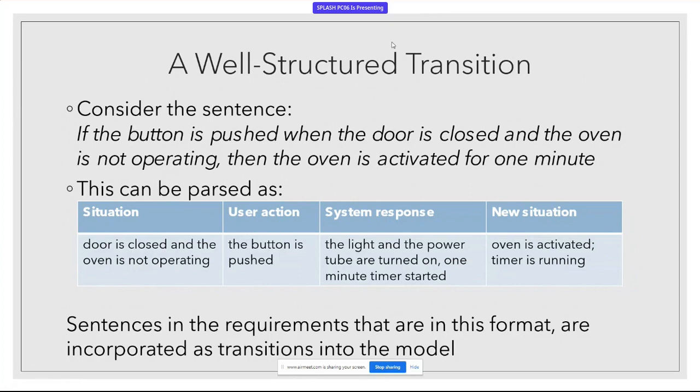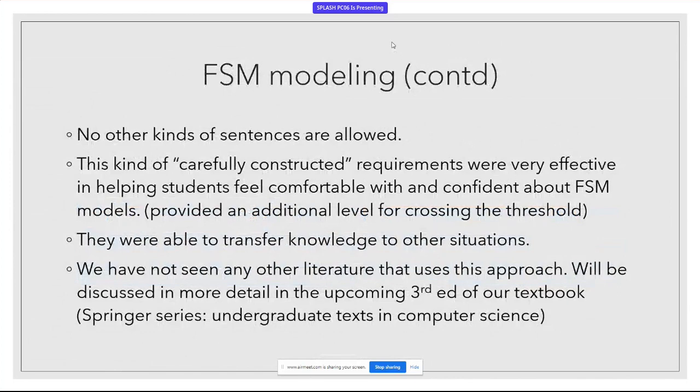This is somewhat similar to looking at the nouns in the use case model and coming up with the conceptual class diagram. That is something that motivated us here. And we have no other kinds of statements in the requirements document here. Students are taught this case study, and we teach the design and the implementation.